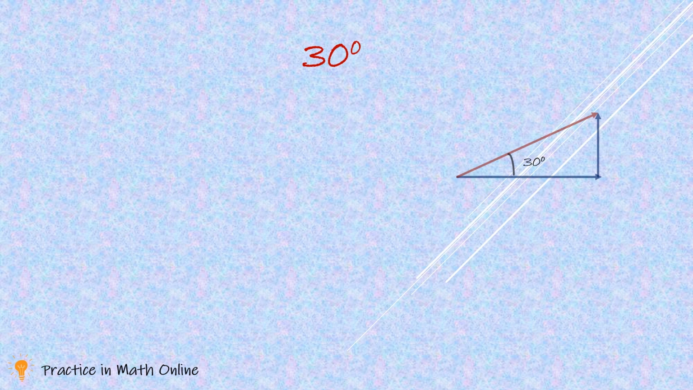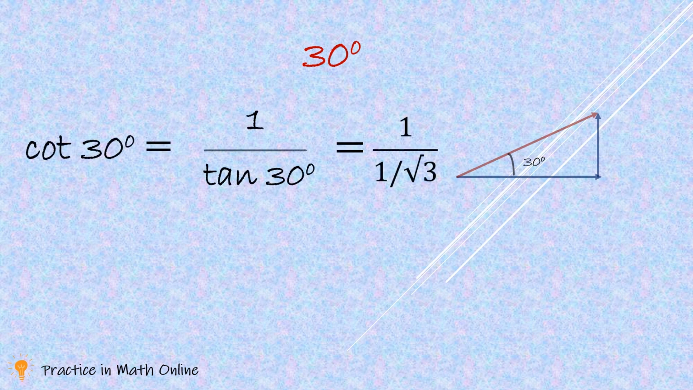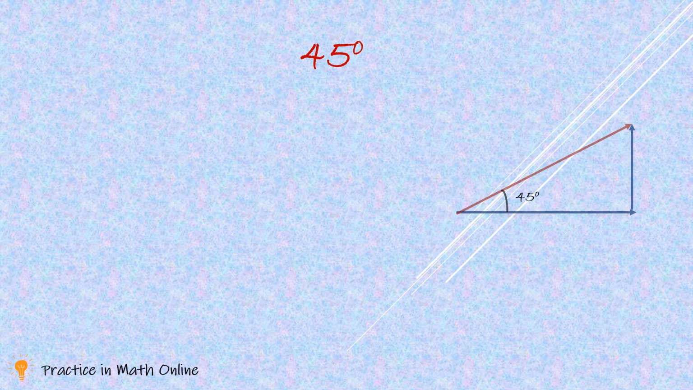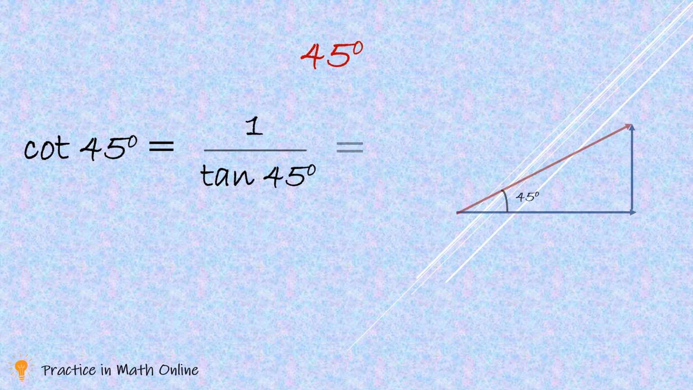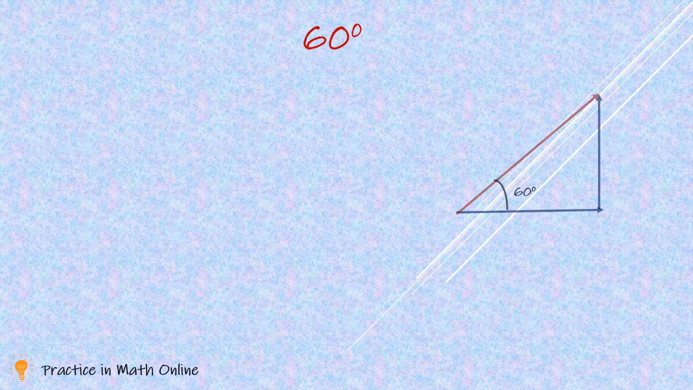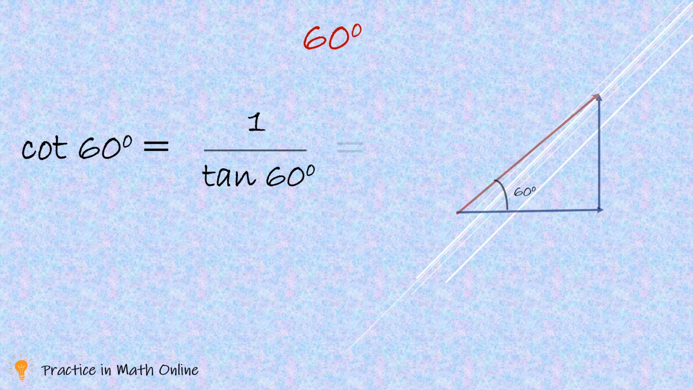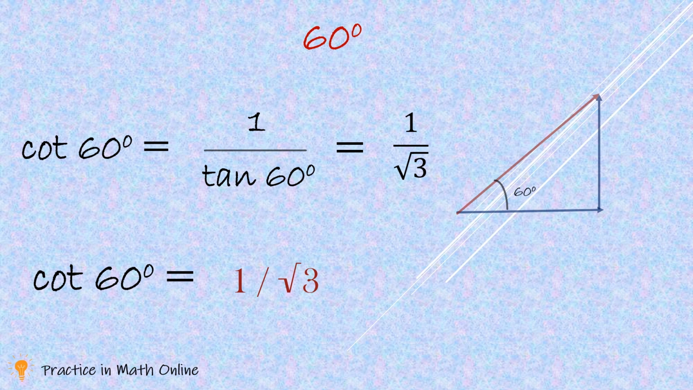At 30 degrees we have cot of 30 is 1 over tan 30, and tan 30 is 1 over root 3. So cot 30 is root 3. At 45 degrees we have cot 45 is 1 over tan 45, and tan 45 is 1. So cot 45 will also be 1. At 60 degrees, cot of 60 is 1 over tan 60, and tan 60 is root 3. So cot 60 is 1 over root 3.